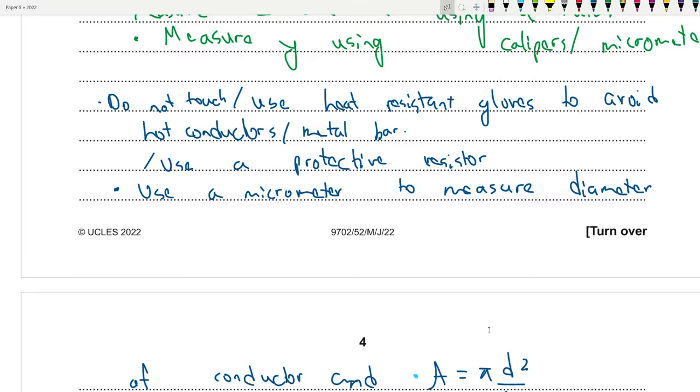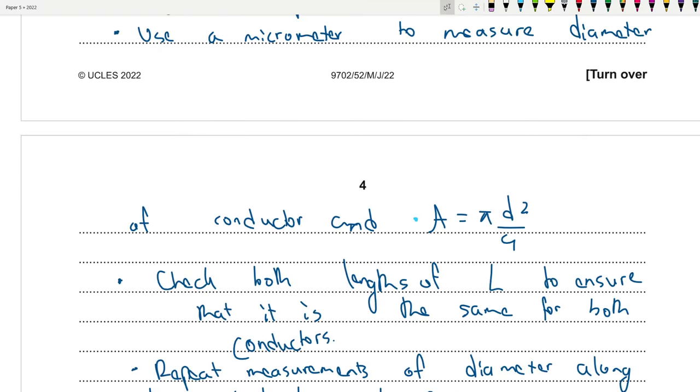Now we are going to repeat the measurements. Check this point. Repeat the measurements of diameter along the conductor and average. Or you could say repeat the measurements of diameter at different points and average. Same point. Okay, 5 marks.